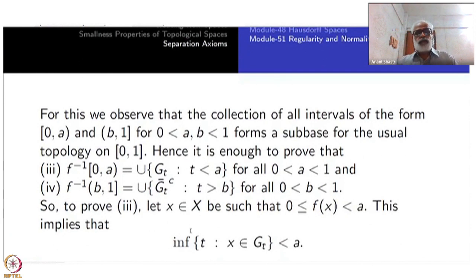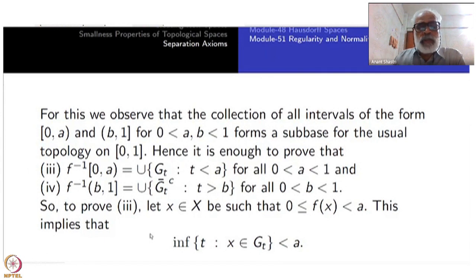All right, let us prove 3. Take a point x inside X such that it is on the left hand side. What is the meaning of that? f of that x is strictly less than a. Of course, it's always bigger than or equal to 0.